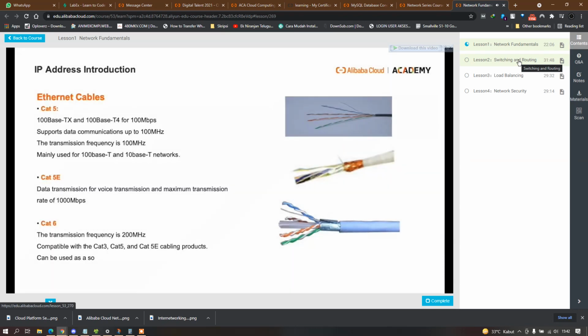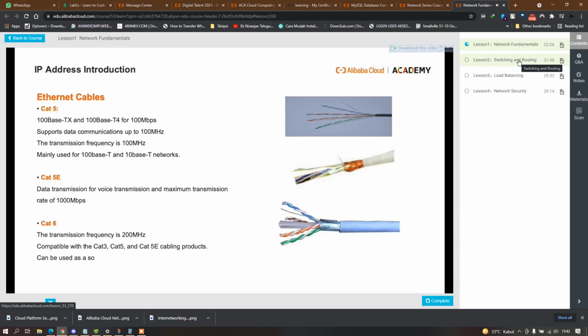Okay, so the first part is the Ethernet cables, because as we know, if we want to connect different systems, basically in the physical layer we should connect with cables, right? So in this page we'll learn about Ethernet cables.